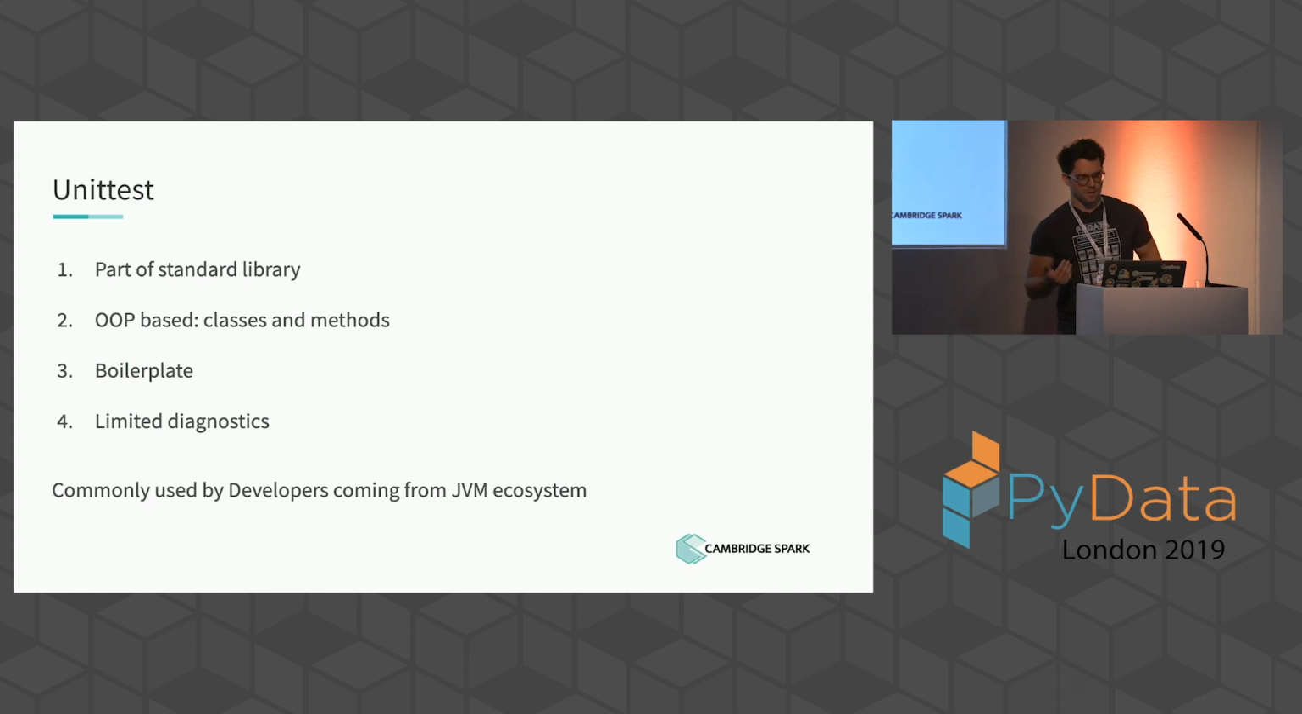So this is not as convenient for data scientists that come from a Python background where you're used to a series of functions. So that's why unit test is less popular in the data science ecosystem, but perhaps more popular in the software development ecosystem, where developers are used to using things like Java, Scala, and C++ that have an OOP API. So there's more boilerplate, and there is limited diagnostics in terms of the assertions available in the unit test package.